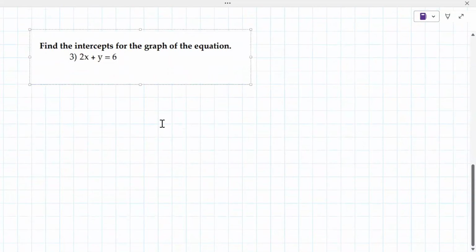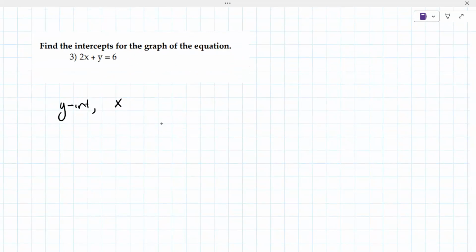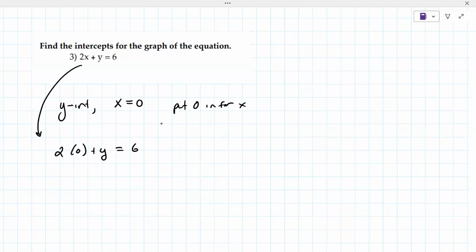All right, find the intercepts for the graph of the equation. So to do this, there's two intercepts. The first is the y-intercept, and that's when x equals 0. So you put 0 in for x. We're going to bring this equation down here and put 0 in for x. 2 times 0 plus y equals 6. Notice that 2 times 0 is gone. It's 0. So y equals 6.